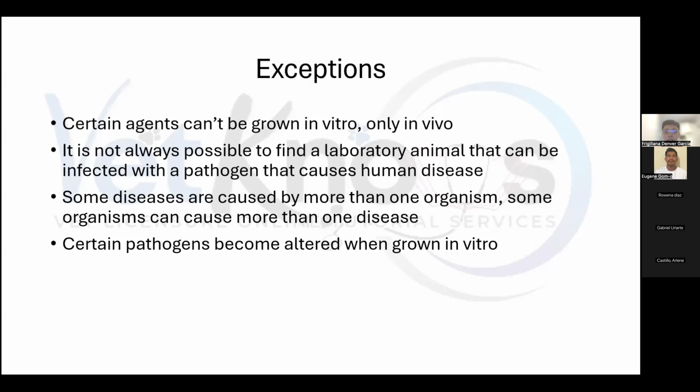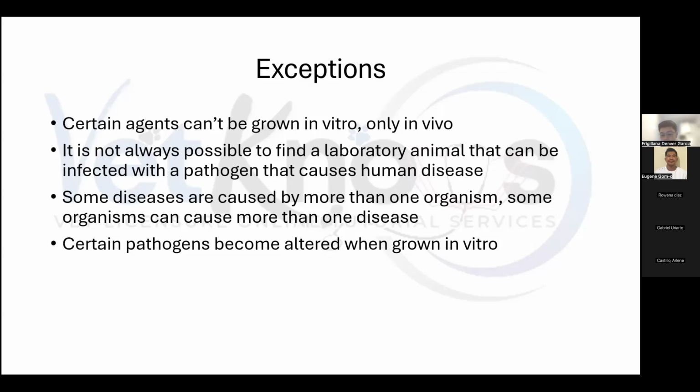And some organisms can cause more than one disease. For example, we have Clostridium perfringens. Dami yung clinical manifestations doon, depende sa type. And certain pathogens become altered when grown in vitro. So some of them may become more pathogenic or may become less pathogenic kapag rino nila sa laboratory.